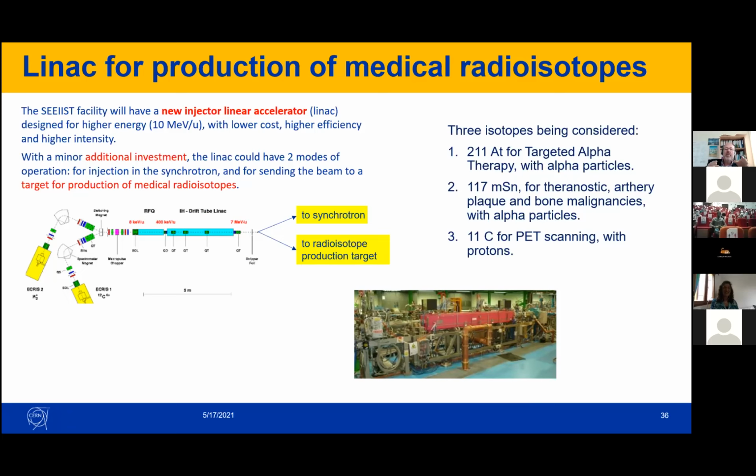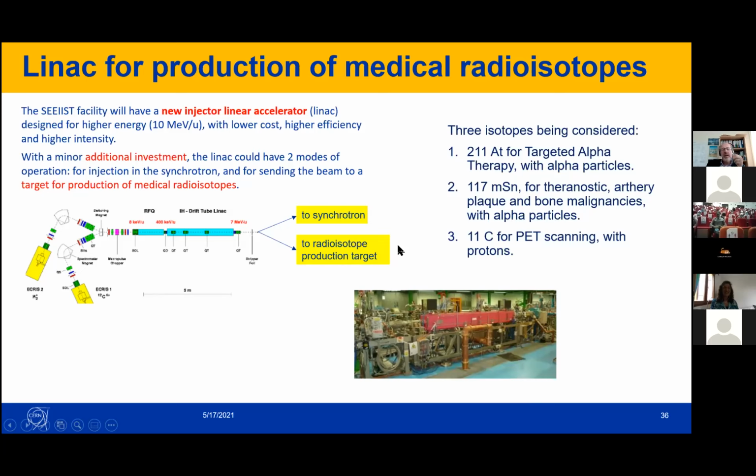And during this time, it does nothing. Our idea is that instead, the LINAC could be used during the interval between two injections into the synchrotron for the production of radioisotopes. The energy is very good for what you can get from the LINAC. So from the LINAC, you have one line going to the synchrotron and another going to a radioisotope production target where you could produce isotopes.